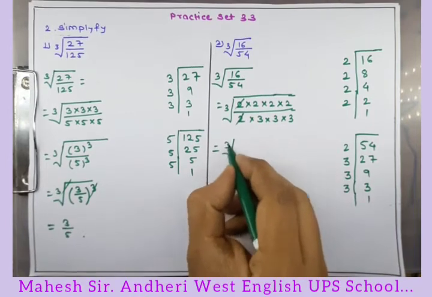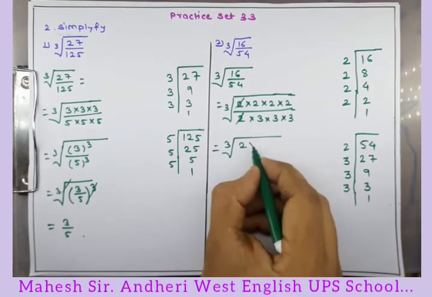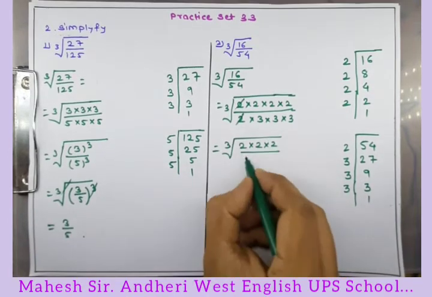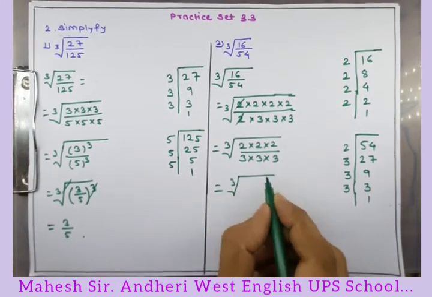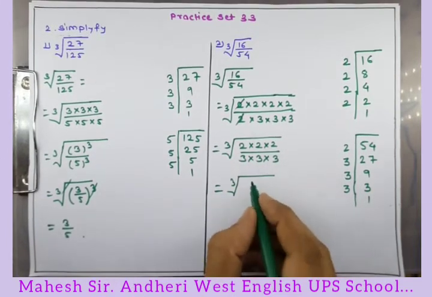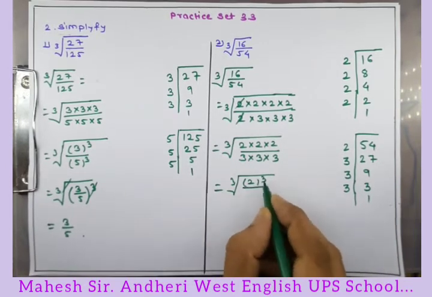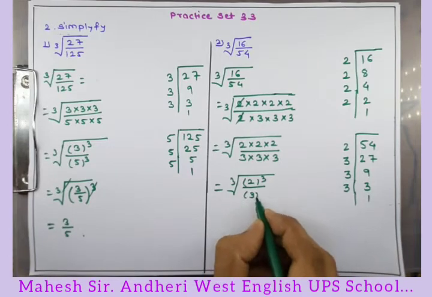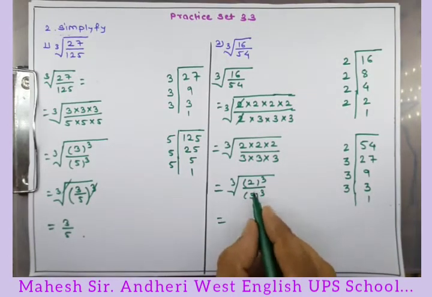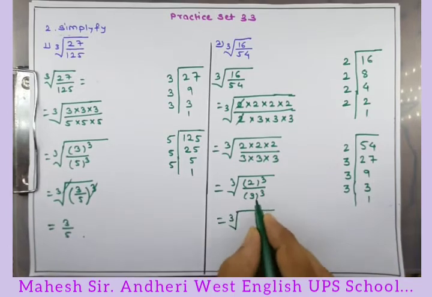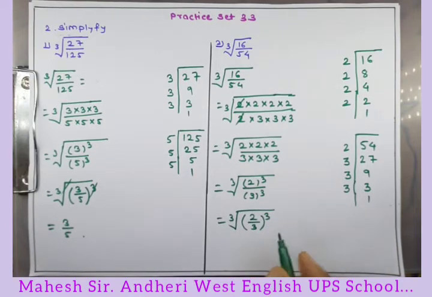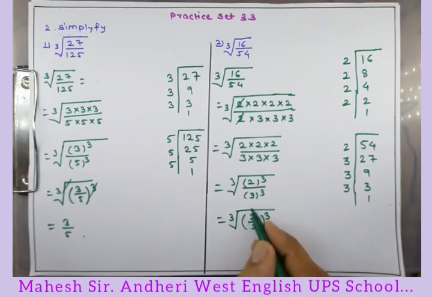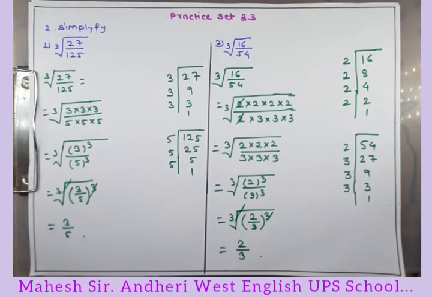So remaining is 2 into 2 into 2, so I will write 2 multiplied by 2 multiplied by 2 upon 3 multiplied by 3 multiplied by 3, right. So we know that 2 multiplied by 2 multiplied by 2 means 2 cube, upon 3 multiplied by 3 multiplied by 3 means 3 cube. I will write here one time, right, so cube root of 2 upon 3 and then cube, right. So here cube root is there and here cube is there, so cube and cube root will get cancelled and we'll get the answer as 2 upon 3.